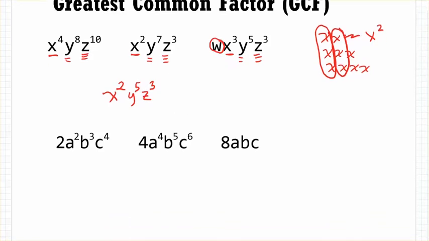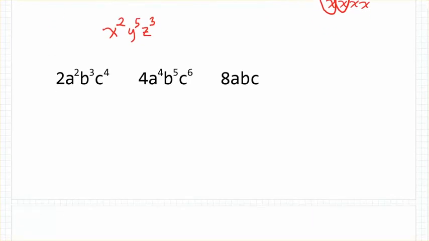Now for the next example, I'll scroll this down a little bit. We want to look at not only the coefficients, 2, 4, and 8, but also a, b, and c. If we look at the coefficients, 2, 4, and 8, the greatest common factor is going to be 2. If we look at a, the greatest common factor is simply an a. We have a squared, a to the 4th, and a. Same thing for b, and same thing for c.